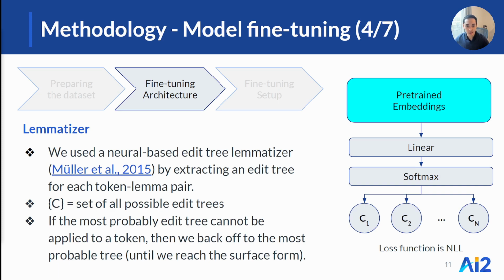The lemmatizer also follows a similar approach, but here we're using a neural-based edit tree lemmatizer from Muller et al. So each class is now a set of possible edit trees. You can think of edit trees as a recursive algorithm that derives the lemmatization rule, or a set of rules, given a token-lemma pair. For a decent-sized dataset, you can generate hundreds of edit trees. So the classifier's task is to determine the most probable edit tree for a given token. If the most probable edit tree can't be applied to the test token, we back off to the next probable tree, and so on, until we reach the token's surface form.